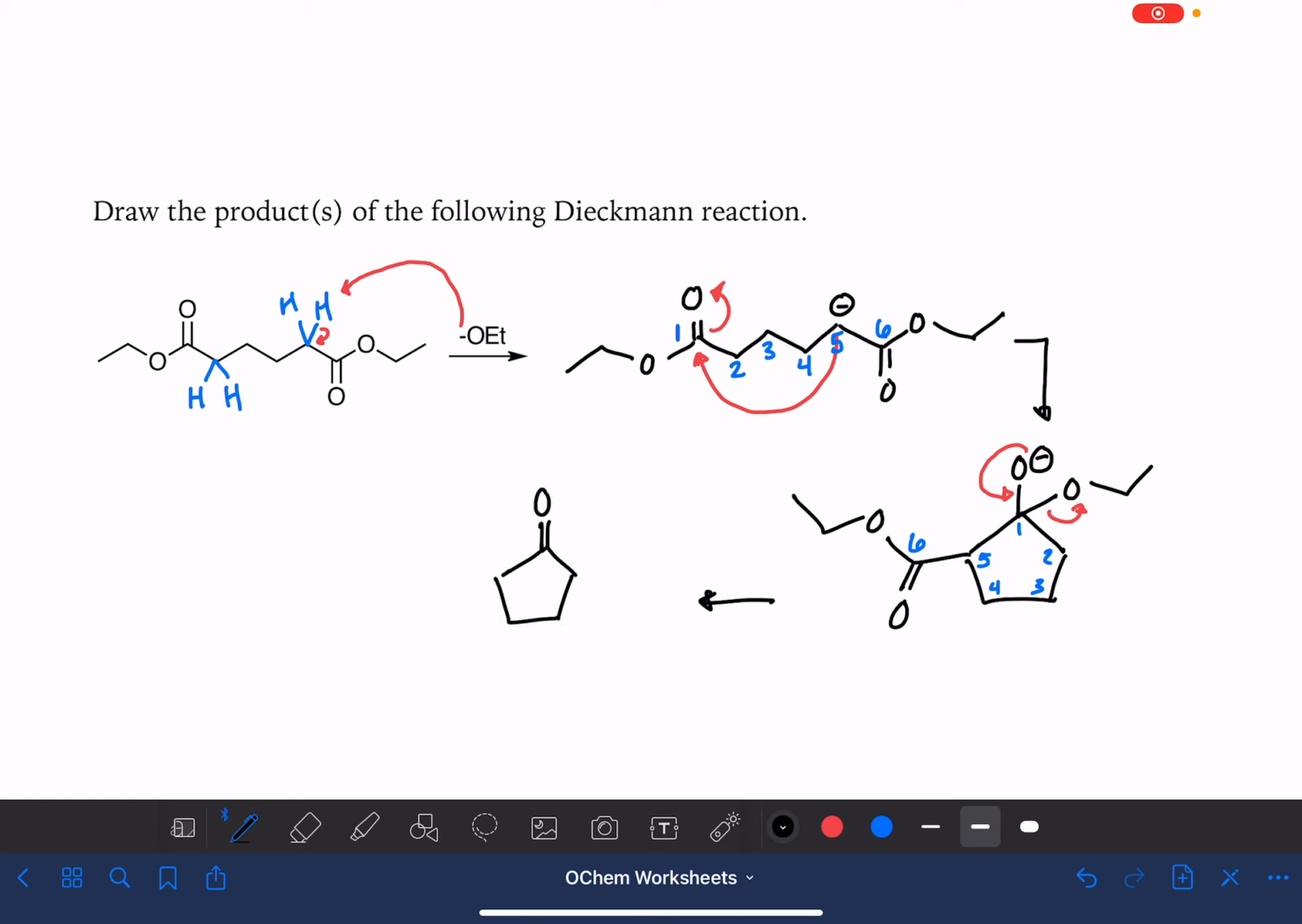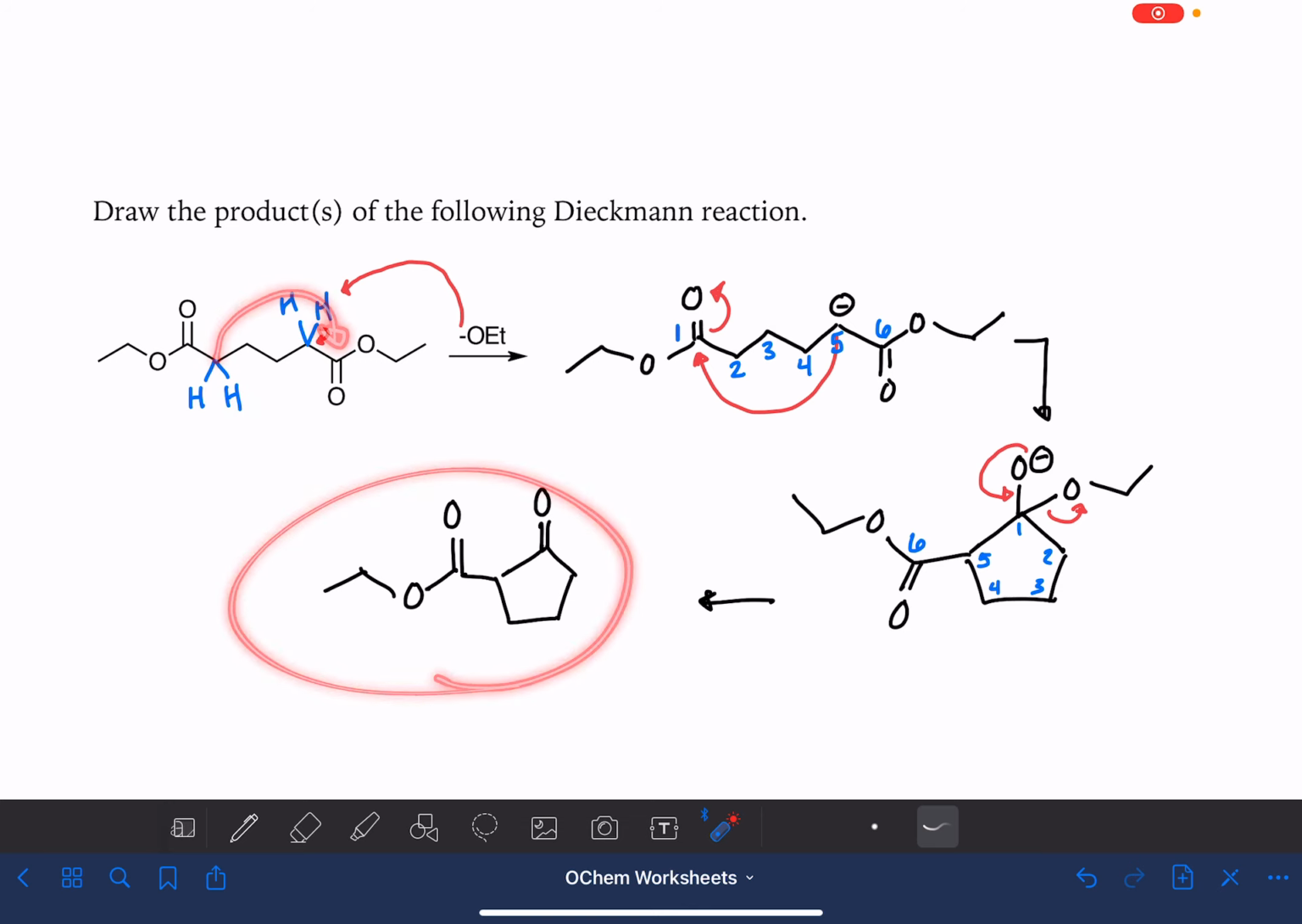Because this is a symmetrical ester, cyclic type thing, we're not going to get a different type of product. So if we did this reaction instead by removing one of these alpha hydrogens and attacking this way, we would end up with the exact same product.